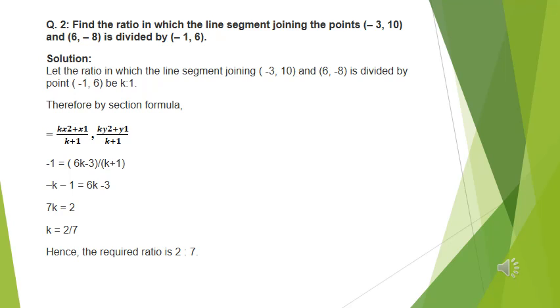So again we use the section formula, but instead of m is to n we use k to 1. According to that we arrange the formula, that is (k x2 plus x1) by (k plus 1) and (k y2 plus y1) by (k plus 1). After putting in the values we get minus 1 equal to (6k minus 3) by (k plus 1). From that we get the value of k, that is k equal to 2 by 7. Like that you have to solve the example.